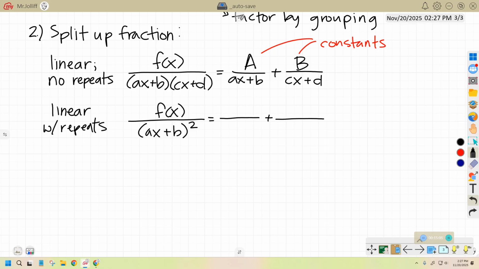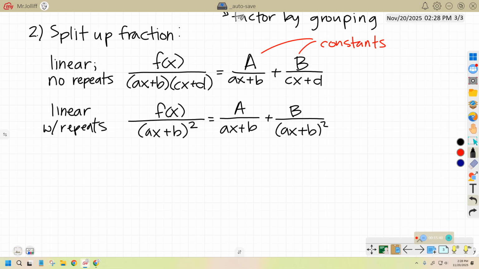I know those factors are linear, so I know I'm going to shove constants in the numerators. The question is what goes in the bottom. And this is where it gets a little weird. The first fraction is just one of the factors. Sensible. Second fraction is where it gets a little funny. Second fraction is ax plus b squared.